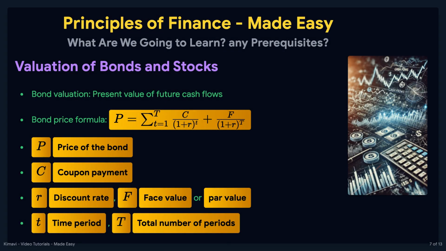Valuing bonds and stocks is critical for making investment decisions. The price of a bond can be determined using the present value of its future cash flows, which include periodic coupon payments and the face value at maturity. The price of a bond is given by P = the sum of C / (1 + r)^t, plus F / (1 + r)^T, where P is the price of the bond, C is the coupon payment, r is the discount rate, F is the face value of the bond, and T is the number of periods.